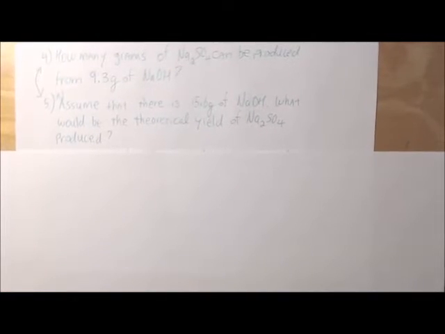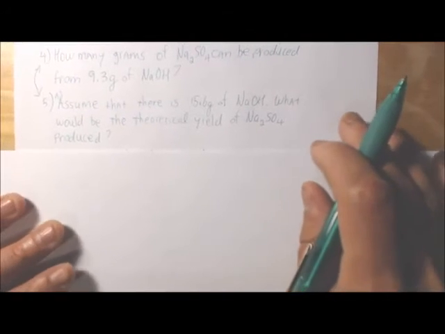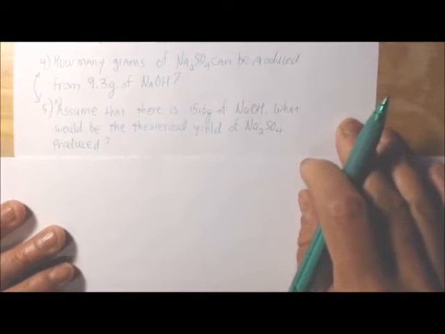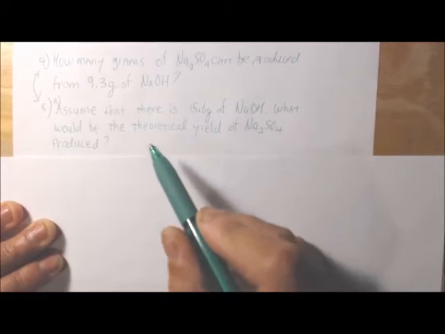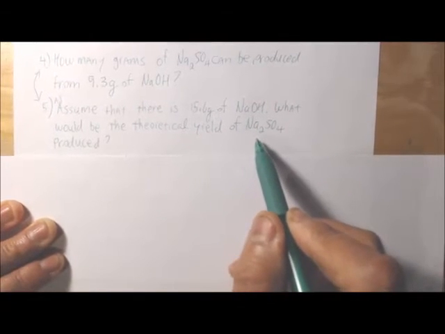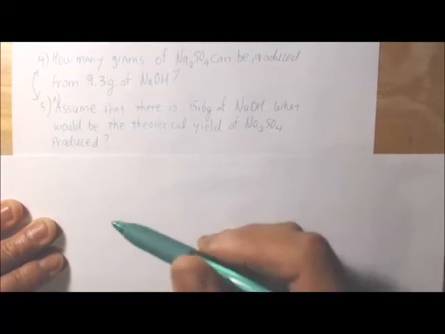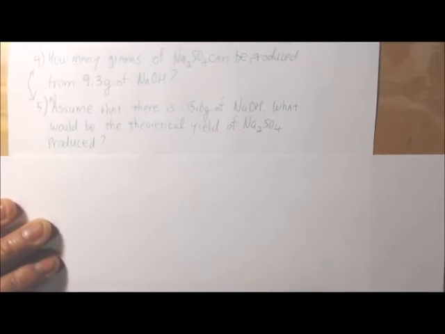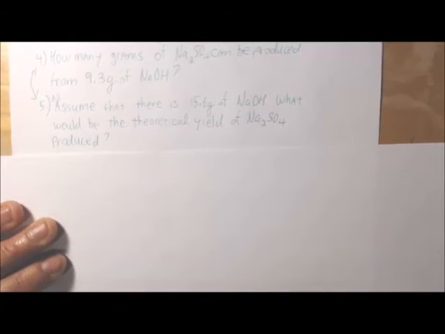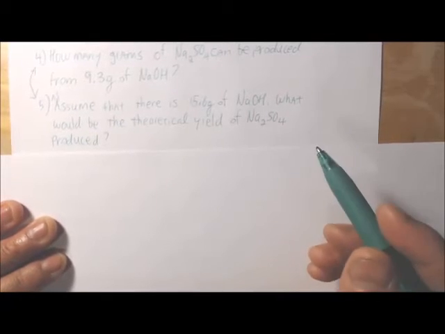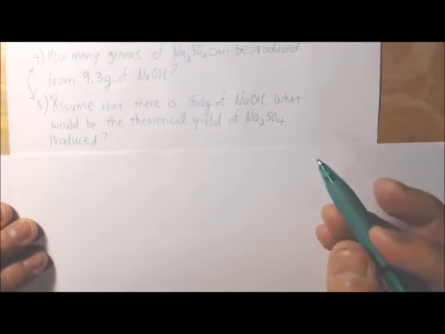Okay, 4 or 5 are technically the same problem, so I'm only going to do number 5 and use that same technique for number 4. The numbers will change. It's just a gram to gram conversion. I'm asking you for the theoretical yield, how much sodium sulfate can be produced if everything in the universe worked out perfectly and we had a 100% efficient situation, which is never going to happen. So let's see what we could do.